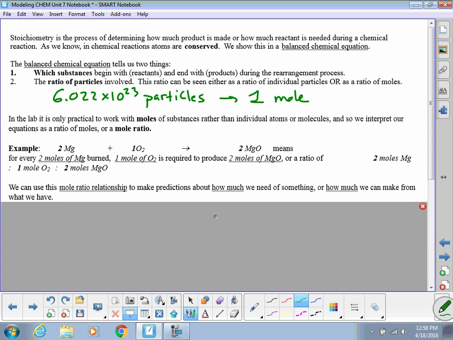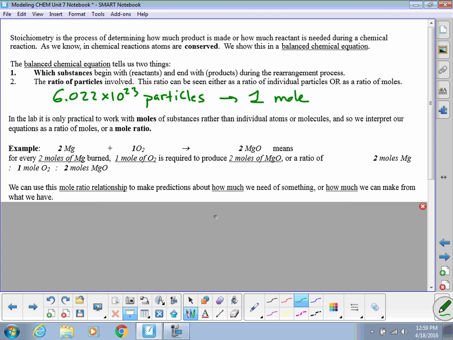So here we have a balanced reaction equation for the burning of magnesium metal to make magnesium oxide. And instead of reading it as 2 atoms of magnesium and 1 oxygen molecule making 2 units of magnesium oxide, we replace that with moles. So for every 2 moles of magnesium burned, 1 mole of O2 is required. So in other words, if we have 12 times 10 to the 23rd particles of magnesium, we need to have 6 times 10 to the 23rd molecules of oxygen. So a 2-to-1 ratio. So we use moles instead of talking about the atoms or the individual molecules.